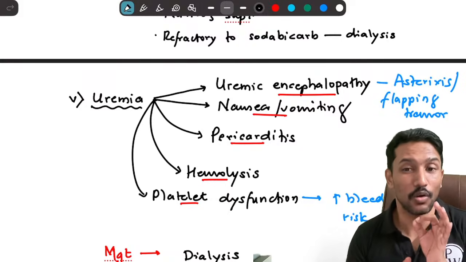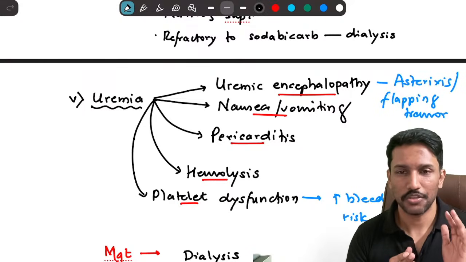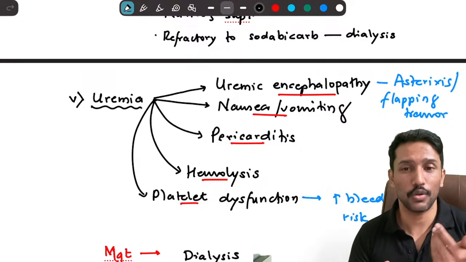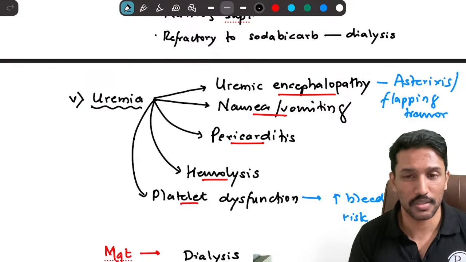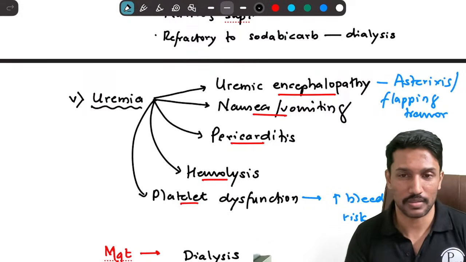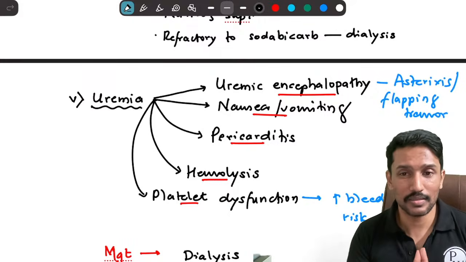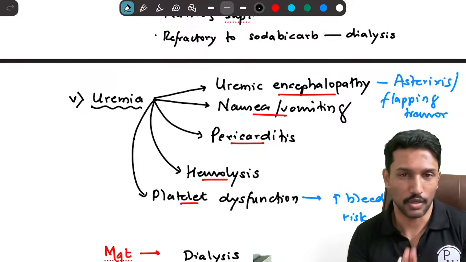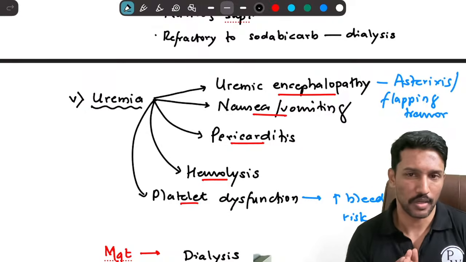All other complications are not absolute. Potassium, you have anti-hyperkalemia measures. Only when they fail, you go for dialysis. Fluid overload, you have diuretics, salt and fluid restriction. When they fail, you go for dialysis. So all other complications we studied are relative indications, but uremic complications are absolute indications, right?